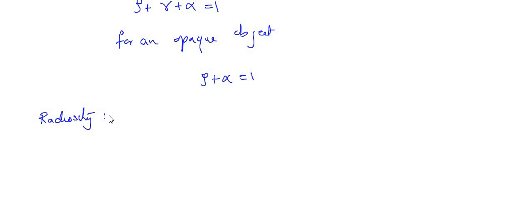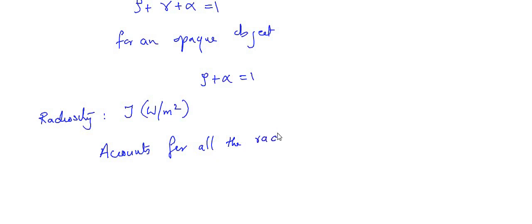Okay, now what is this radiosity? It's given by J, in watts per meter square. It accounts for all the radiant energy leaving the surface. So whatever amount of energy is actually leaving the surface, that comes under radiosity.